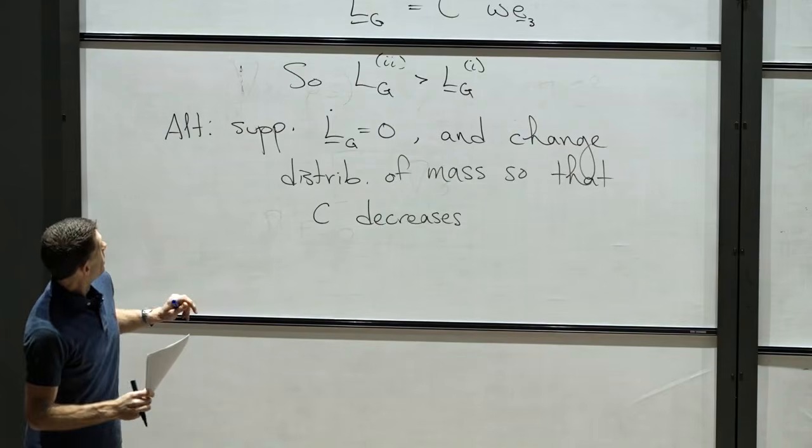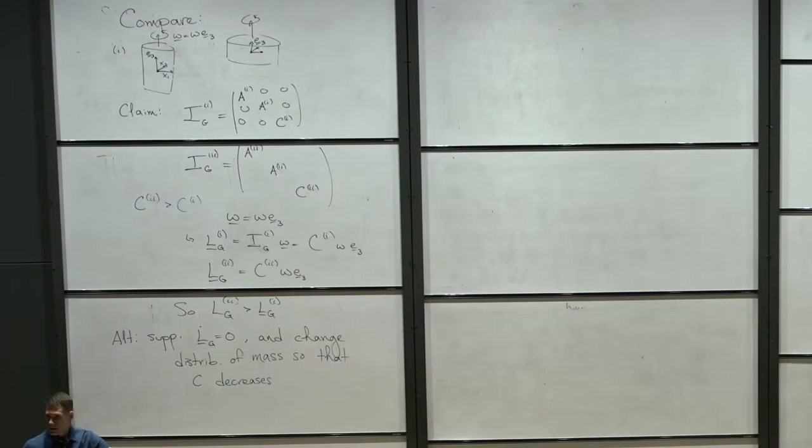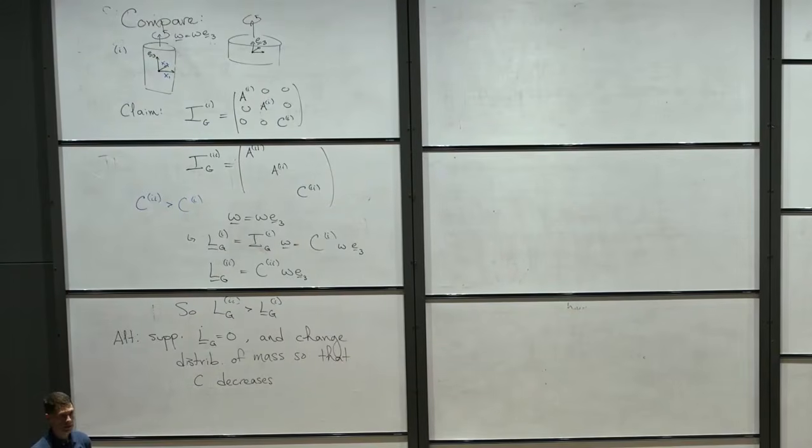So IG is the thing that's connecting angular momentum to angular velocity, and it's a tensor or a matrix because it depends on the axis of rotation. So it's more complicated than linear momentum. All I need is a mass for linear momentum. Angular momentum depends on which axis you're rotating about.